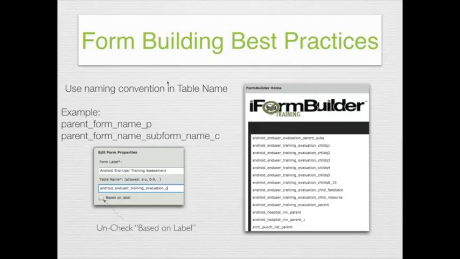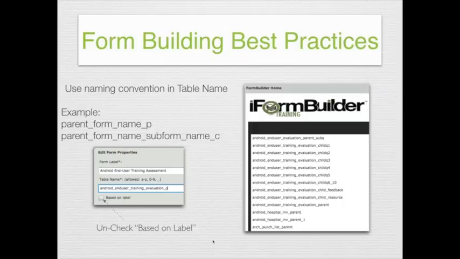So when it comes to our naming convention and seeing how those forms are tied together, that's where we need this. I always start each form with the same title. So the parent form name _P, and then if there's a subform attached, I would have the parent form name _subform, and then _C. So I'm able to see that relationship.